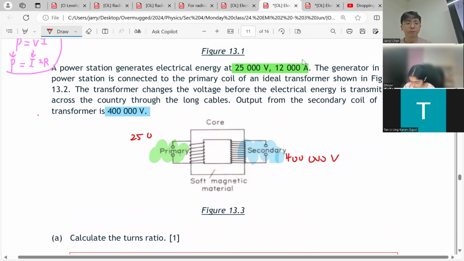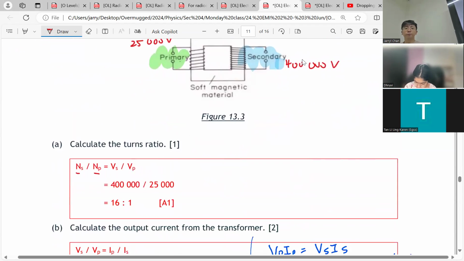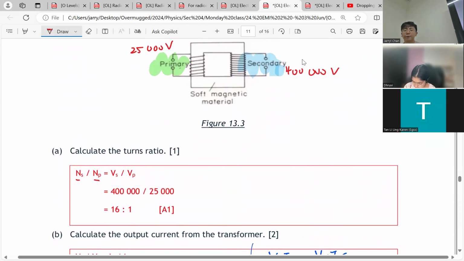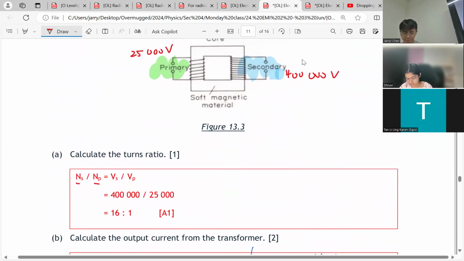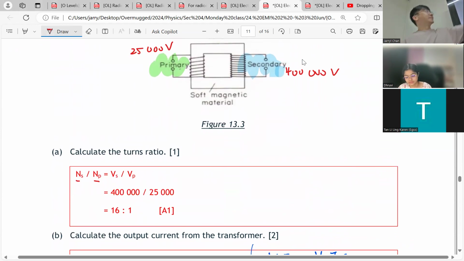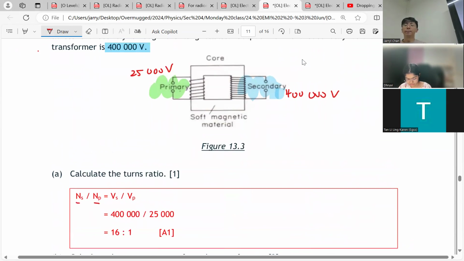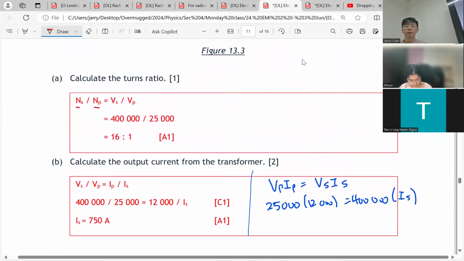This makes it a bit clearer. Let's move to the next one: the output current from the transformer. Meaning at the secondary coil, how much current is going to come out. Nothing too crazy here.